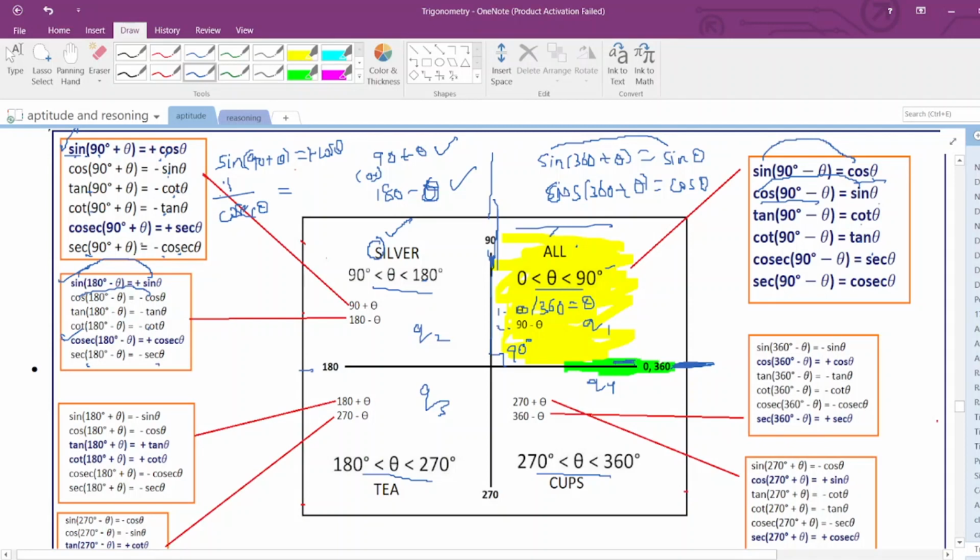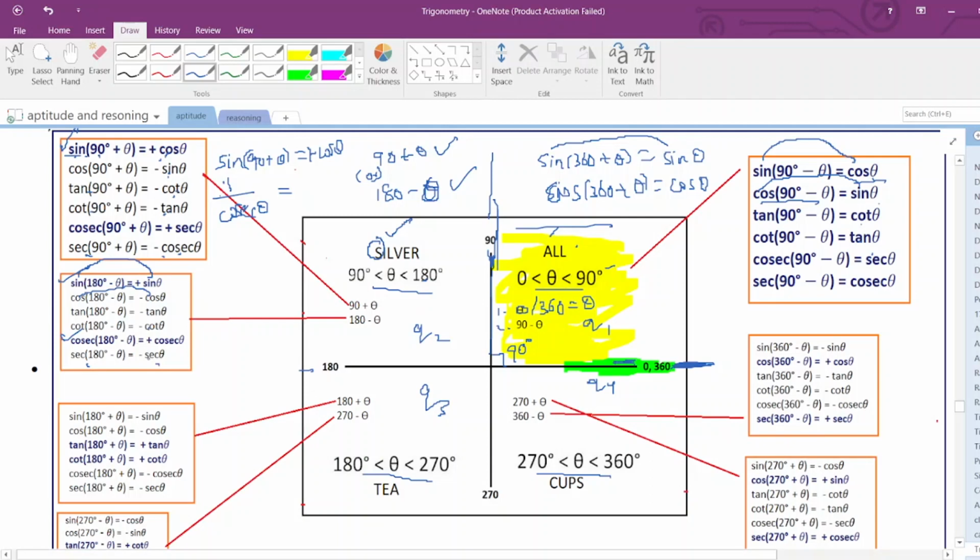But for 90 plus theta, see, sine became cos, cos became sine, tan became cot, cot became tan, cosecant became secant, secant became cosecant, right? So what we observed in the first two quadrants is that for 360 plus and 180, there is no change: sin stays sin, cos stays cos, tan stays tan, cot stays cot. But at 90 it changes: sin becomes cos, cos becomes sin, and the opposites, tan becomes cot, cot becomes tan.